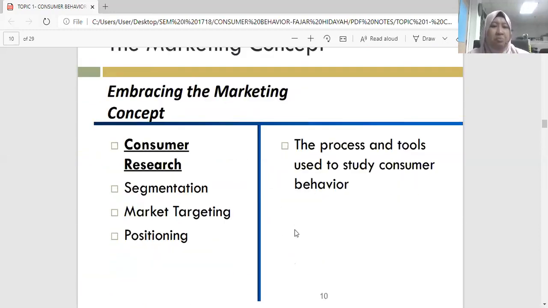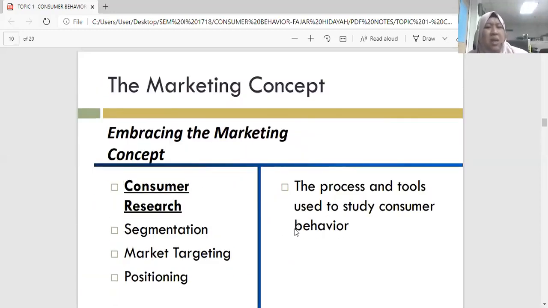All right, and then we are talking about also the marketing concept. Okay, I'm moving on here. We have four here. Embracing the marketing concept, we have consumer research, segmentation, market targeting, and positioning. That's what I previously told you about, the STP acronym. Remember, S is segmentation, T targeting, P positioning.